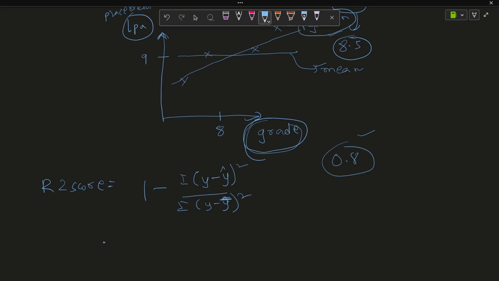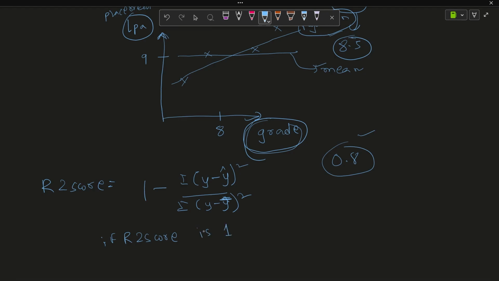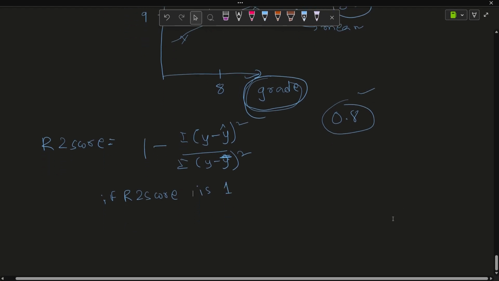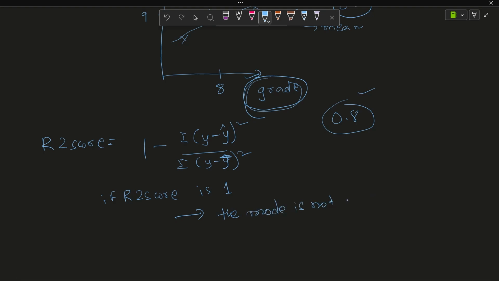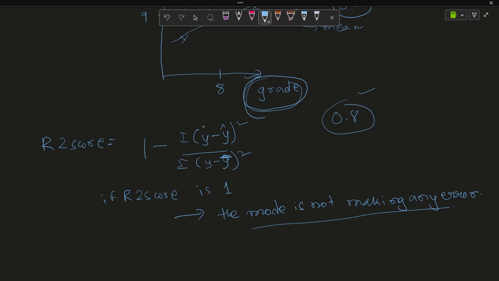So what happens if R2 score is 1? Then the model is not making any error, the model is perfect. See, y is equal to y hat, so the error is 0, there is no error here. But then it's more likely the model is overfitting.